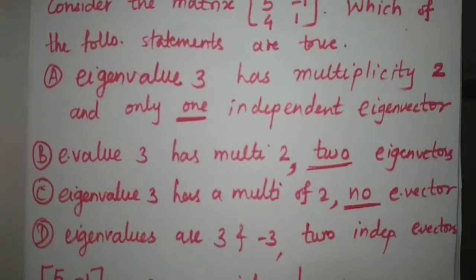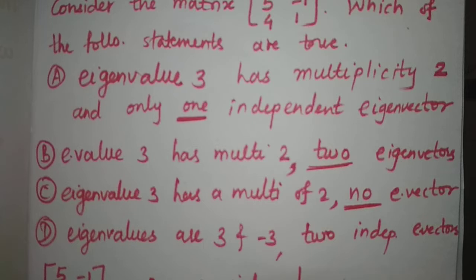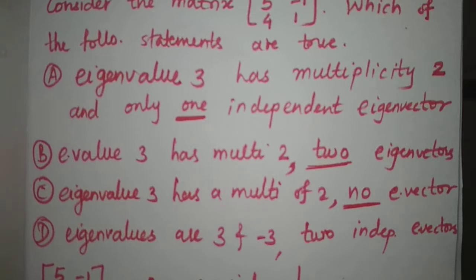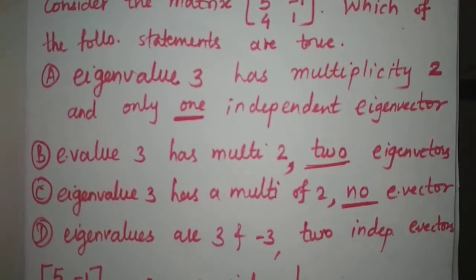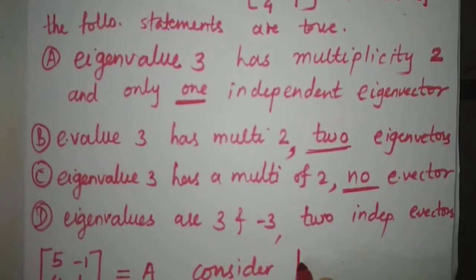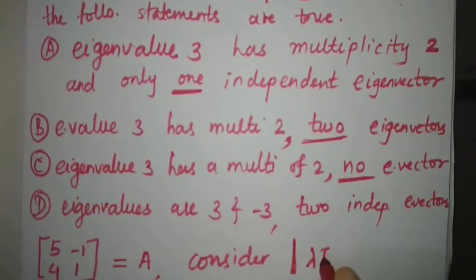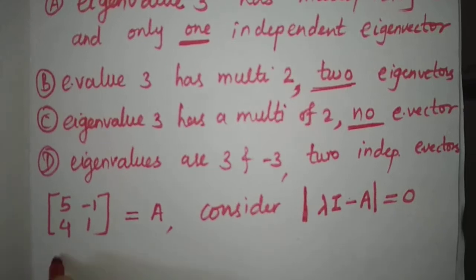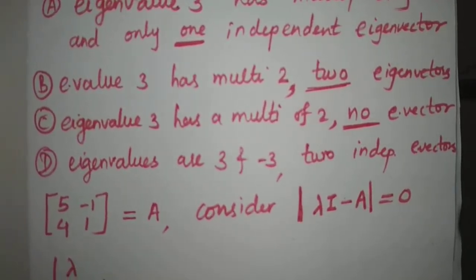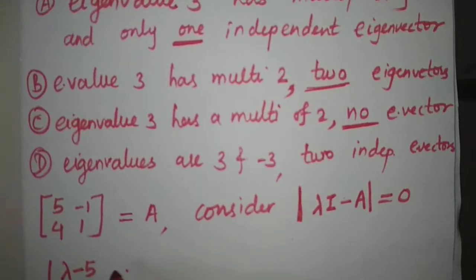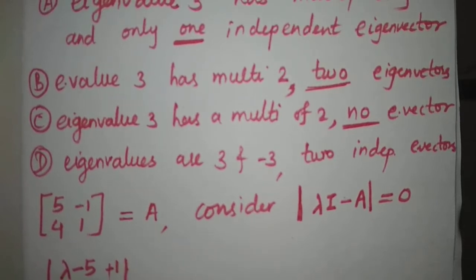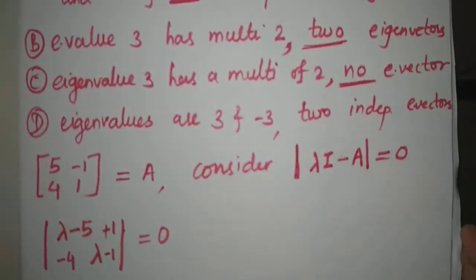Now you just find out the characteristic polynomial. For that, first write down the matrix. So the matrix is 5, minus 1, 4, 1. Let us call this matrix A. Now consider the determinant of lambda I, a 2 by 2 matrix, minus A equal to 0. That is the determinant of lambda minus 5, then minus A means this is plus 1, and this is lambda minus 1, this is minus 4. Take the determinant and equate it to 0.